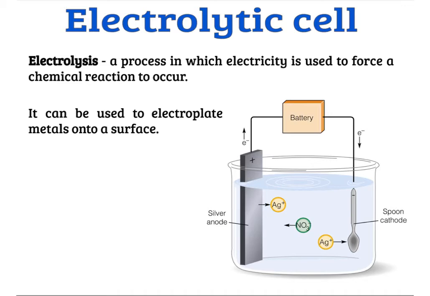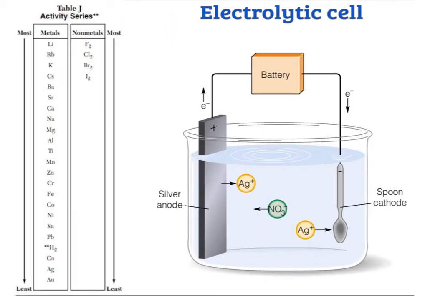Electrolysis is a process which occurs inside of the electrolytic cell. It is a process in which electricity is used to force a chemical reaction to occur. It can be used to electroplate metals on the surface of other objects made out of metal. Let's take a closer look at how it works. Here is a typical electrolytic cell.